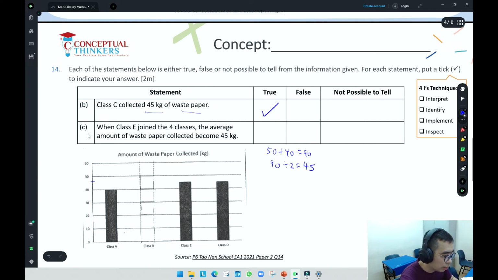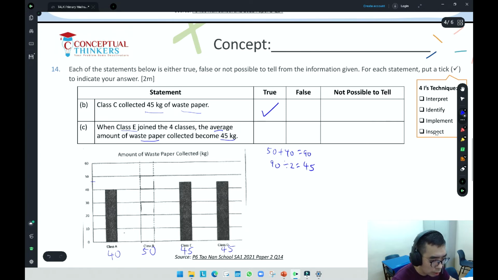Okay. Next, let's look at part C. Now we know that there will be another class E that is going to join these four classes, and they say that the average amount of waste paper collected will become 45 kg. So let's try to understand the graph again. Class B is 50, class A is 40, and class C is 45 as we calculated just now. Then for class D, you notice that it's the same number as class C, so this will be 45 also.